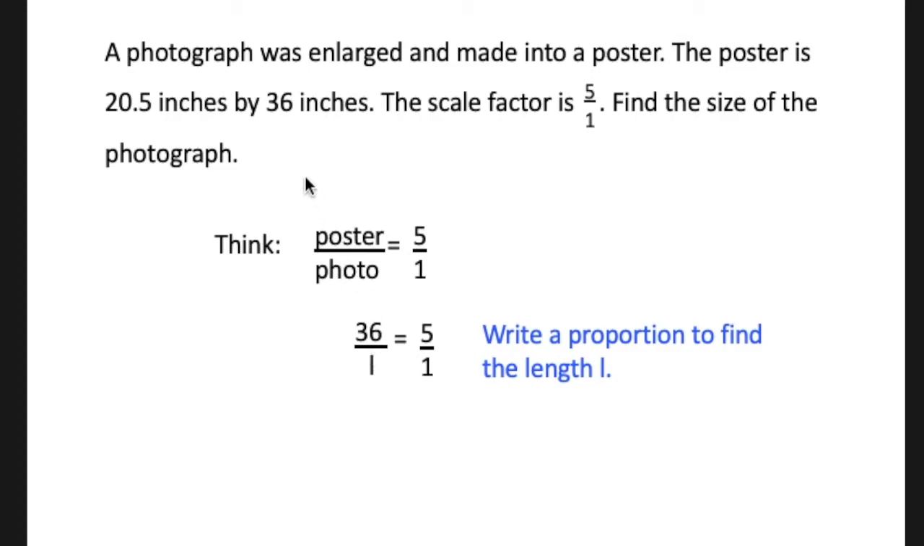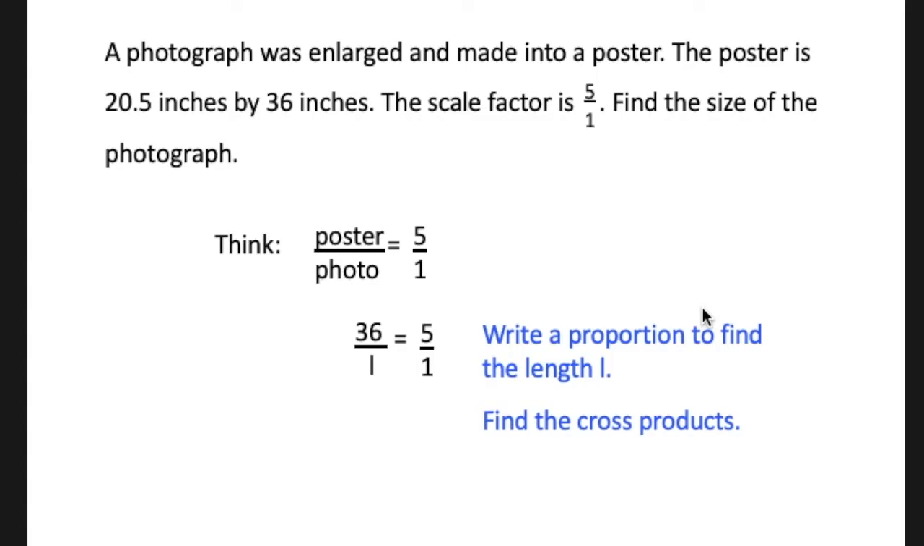So we know now that the new measurements are 36. We start on one side because we're comparing a poster and a photograph. Let's start with the length. Starting with the length, the proportion would be, this is the long part, as you can tell, 36, that's 20.5. Then trying to find L, so 36 as the poster to what we don't know, which is the photograph. We put that as L. We use the scale factor 5 to 1.